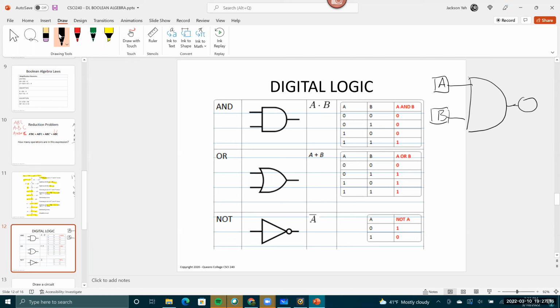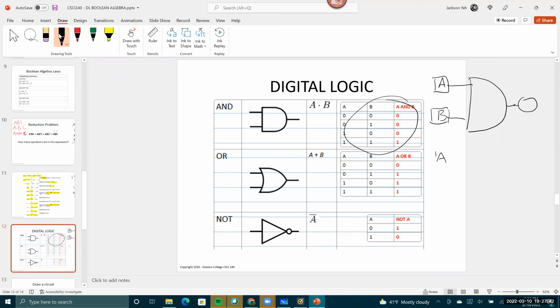So A is a variable that goes in, B is a variable that goes in, and that semicircle is called an AND gate. So that AND gate will process this truth table that you see here. And it's going to output either 0 or 1, depending on the inputs of A and B. Whatever A and B are, those are the 4 possible inputs. This is what the AND gate is going to output. Okay?